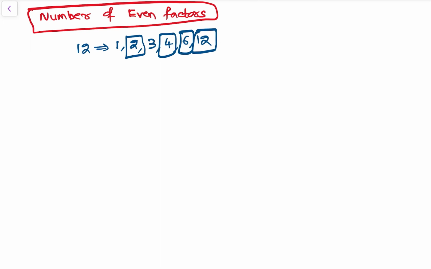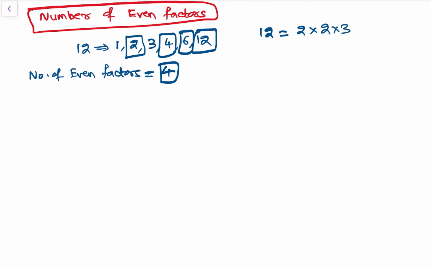These are even numbers. 1 and 3 are odd numbers, right? So 4 even factors are there. ठीक है, अब बड़े नंबर के लिए कैसे कैलकुलेट करना है, that we will see. So number of even factors of 12 is equal to 4 here. अब फॉर्मूला से कैसे calculate करना है? 12 can be written as 2 into 2 into 3, 2 into 2 is 4, 4 3s are 12. So this is 2 to the power 2 into 3 to the power 1.